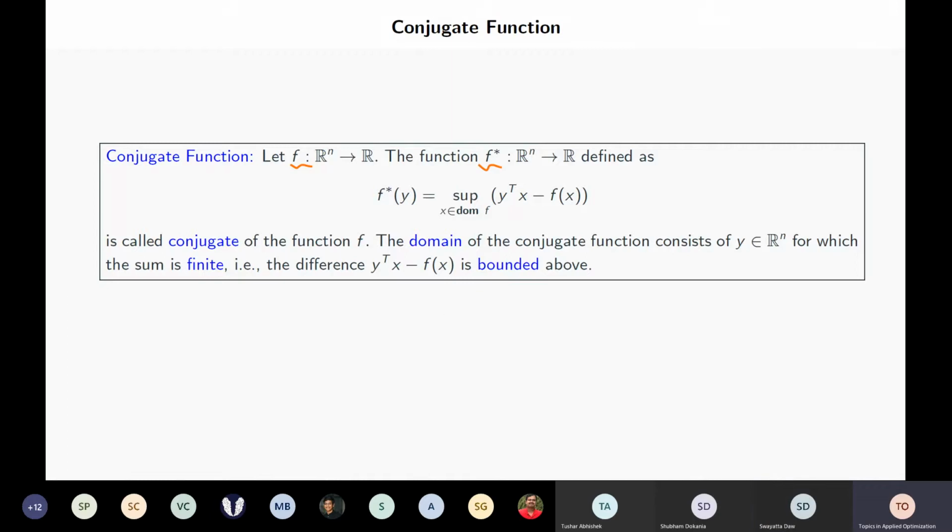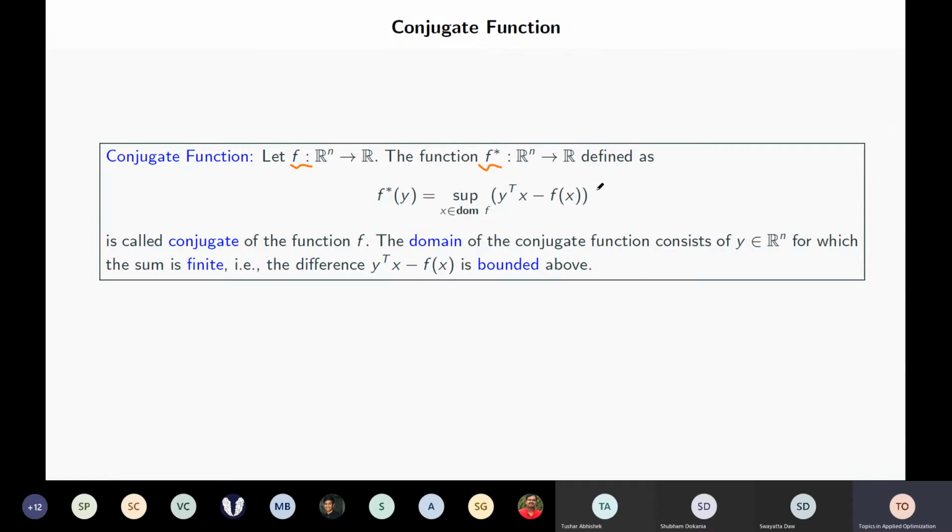So today we'll discuss the conjugate function, and this is how it's defined. Let f be any function from R^n to R. Then f star from R^n to R is defined as follows: f star of y is the supremum over x in the domain of f of y transpose x minus f(x). So this is the definition.